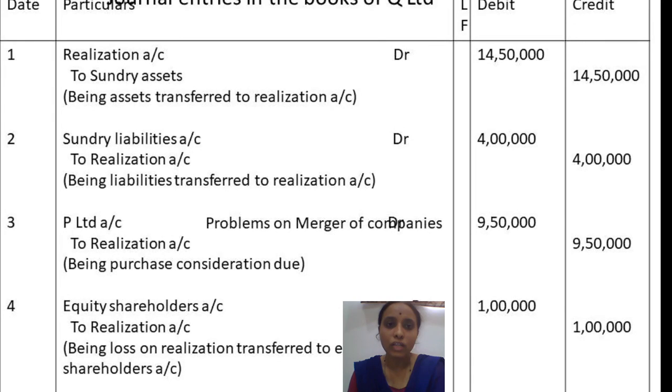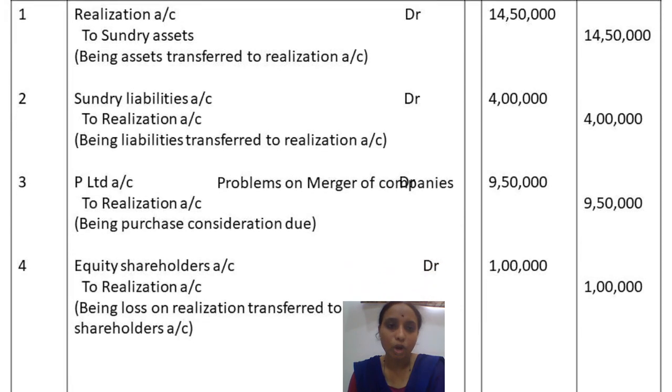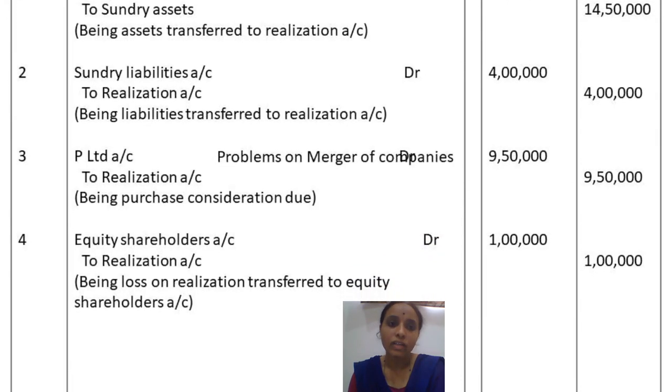So here in these journal entries you have seen, the debit realization amount is 14 lakh 50, credit realization 4 lakh, credit realization account 9 lakh 50. So you can total here. 9 lakh 50 plus 4 lakh is 13 lakh 50. 13 lakh 50 minus debit balance of 14 lakh 50, 1 lakh is the loss. So you get the realization loss.